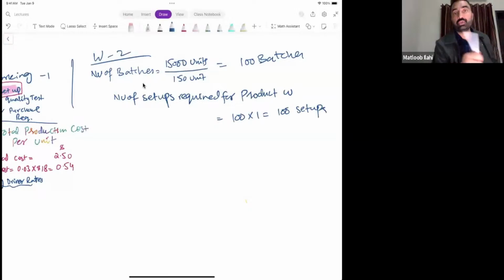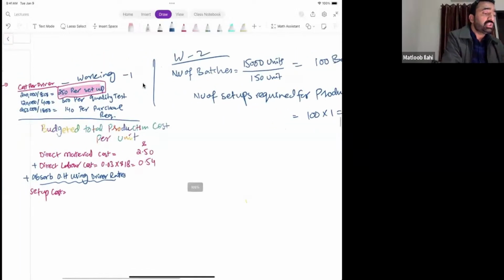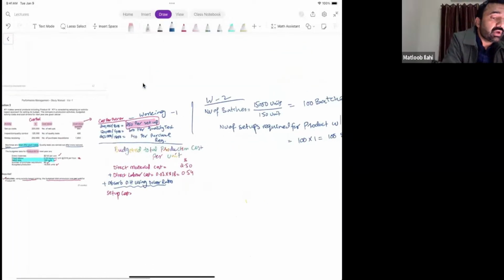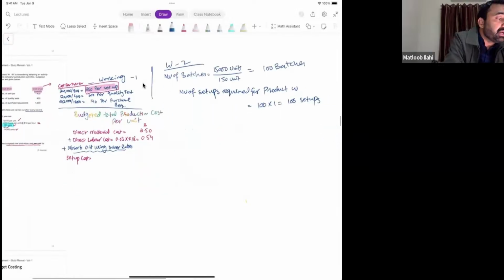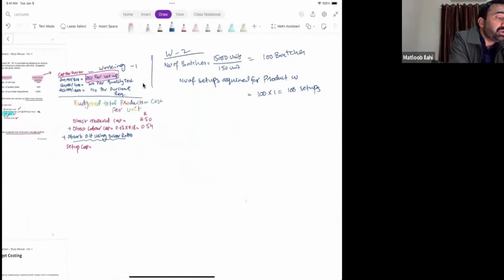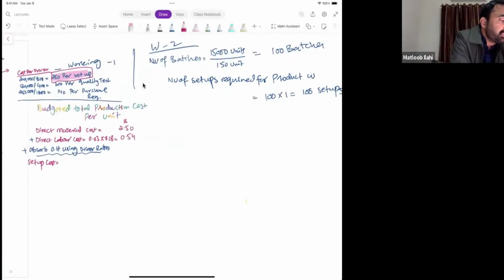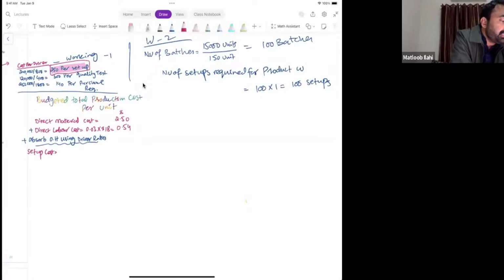100 setups. I hope you have understood this point. So setup cost is 100 setups multiplied by cost per setup, which is $250. So this is $250 multiplied by 100 setups, which is 25,000.